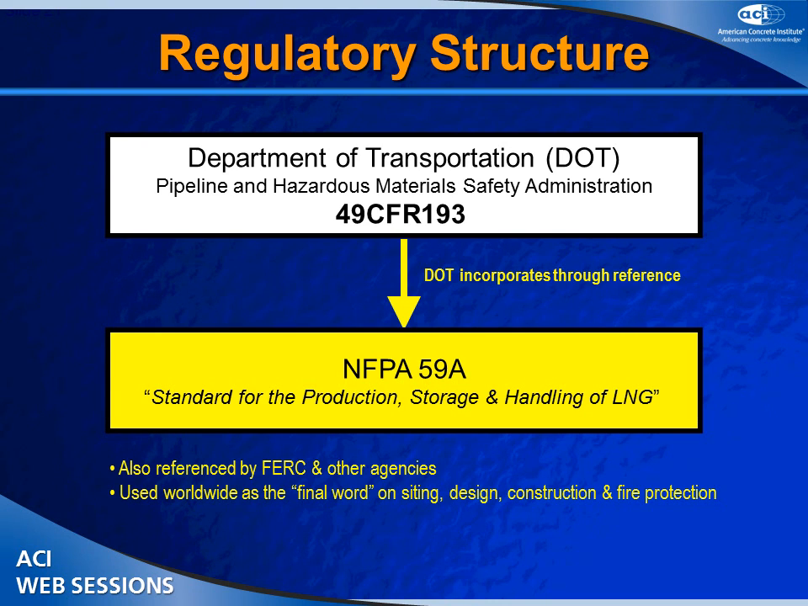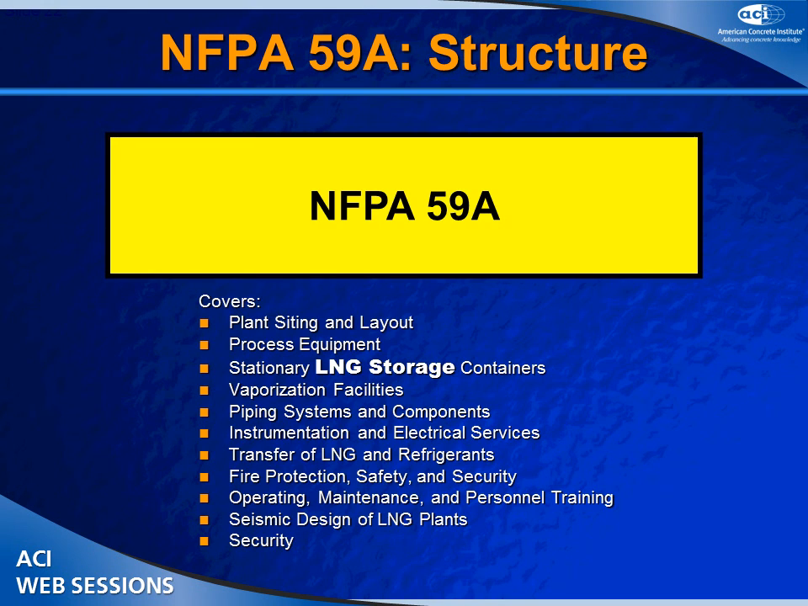We talk about it, we're thinking in some ways in most of our ACI documents about local things happening in the U.S. and Canada, but this is really a product that's used worldwide, and the 376 code will be something that's applied worldwide. What's in NFPA 59? These are all the things. I'm not going to read those off because this is the one we're really interested in, the stationary LNG storage containers.